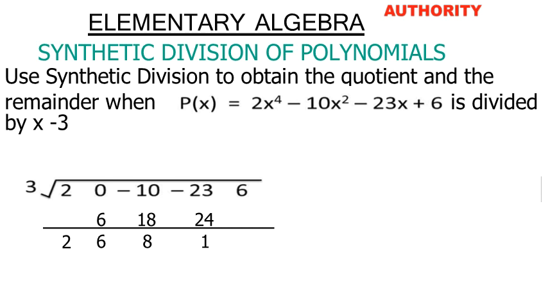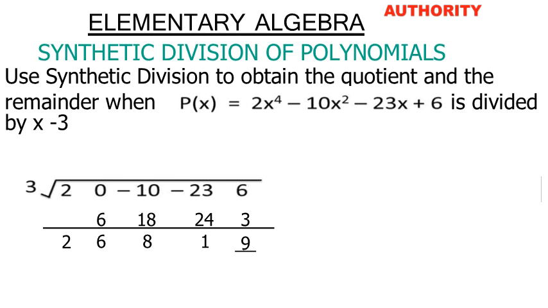Which will give you 1. Now you also say our divisor, which is 3, times this 1. It will give us 3. Now write the 3 under 6. Now you say 6 plus 3. It will give us 9. So this 9, we are going to say is our remainder.